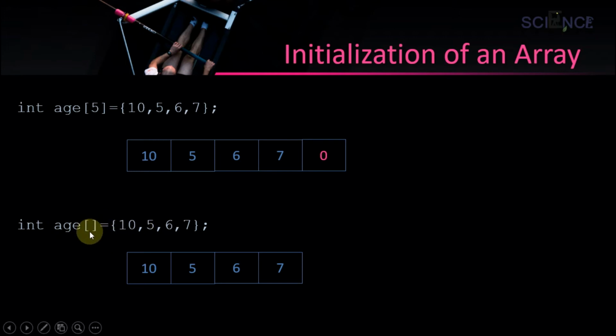Then I told you that I can create an array without using the size, but if you don't use the size, then you should assign the elements that you are going to store, right? So here I am not saying my array size, but I am assigning 4 elements. So the computer thinks that the array should be of size 4, so it will create a 4 size array and assign these 4 elements, right?